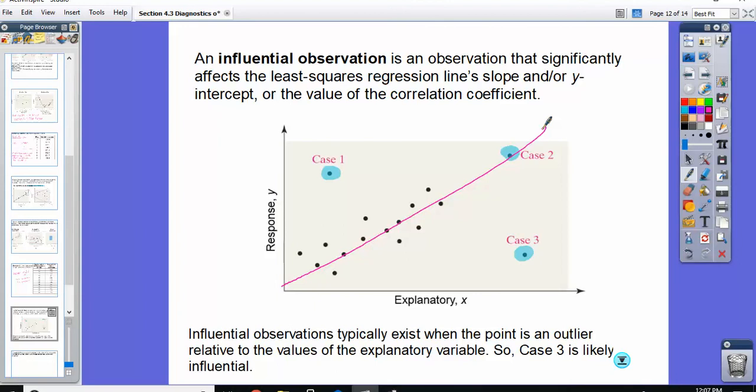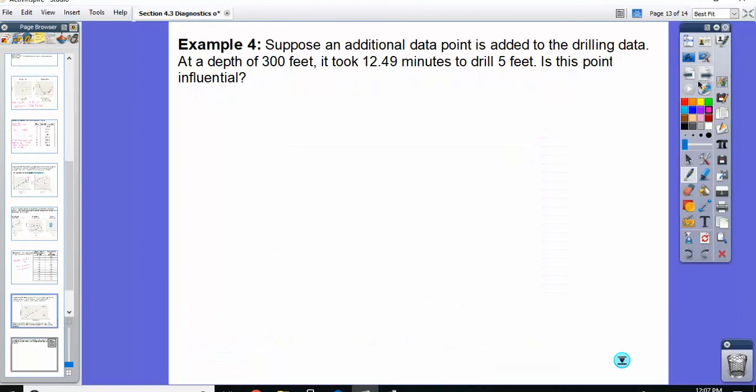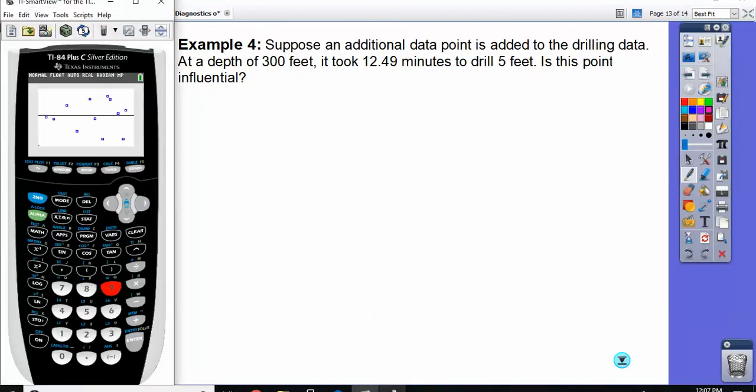So that's going to be our final example for today. We're going to add another point to our drilling example and see if we have an influential point or not. I want to take an additional point. First, let's write down the regression line before we add that point in. I know we already ran it once, but I didn't write it down.